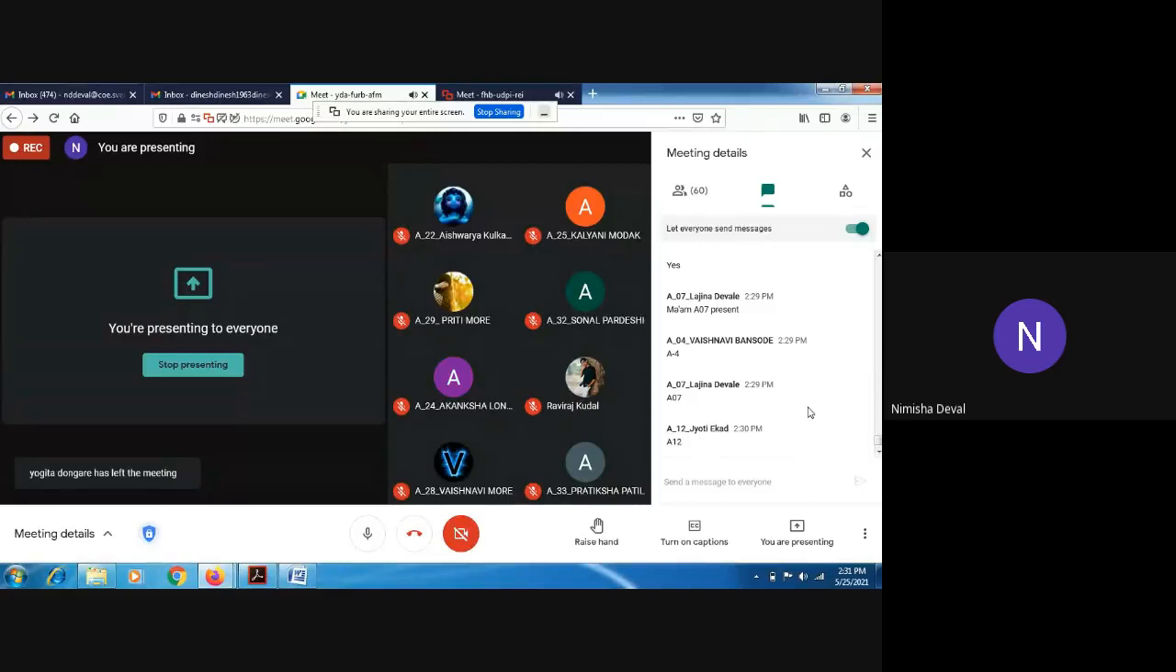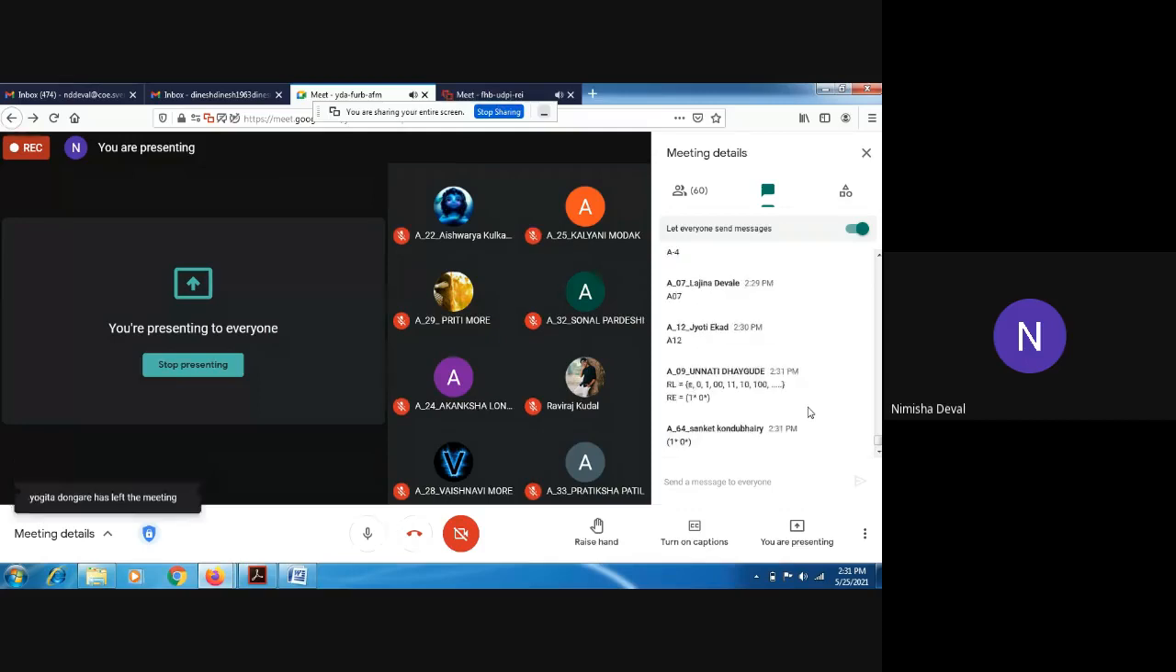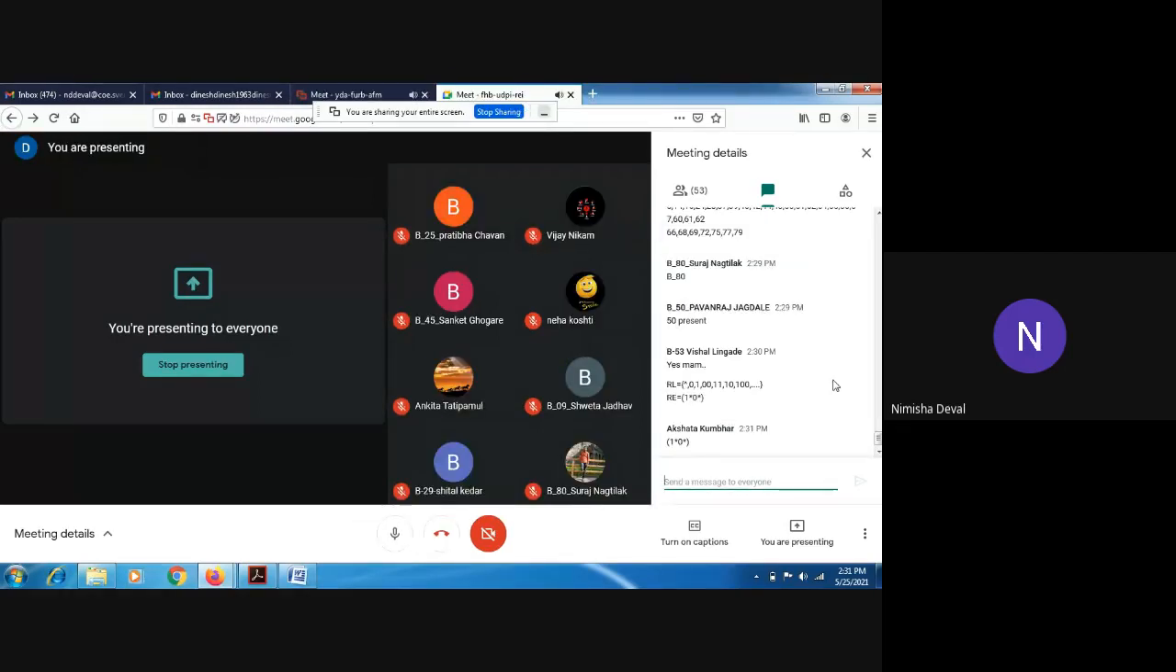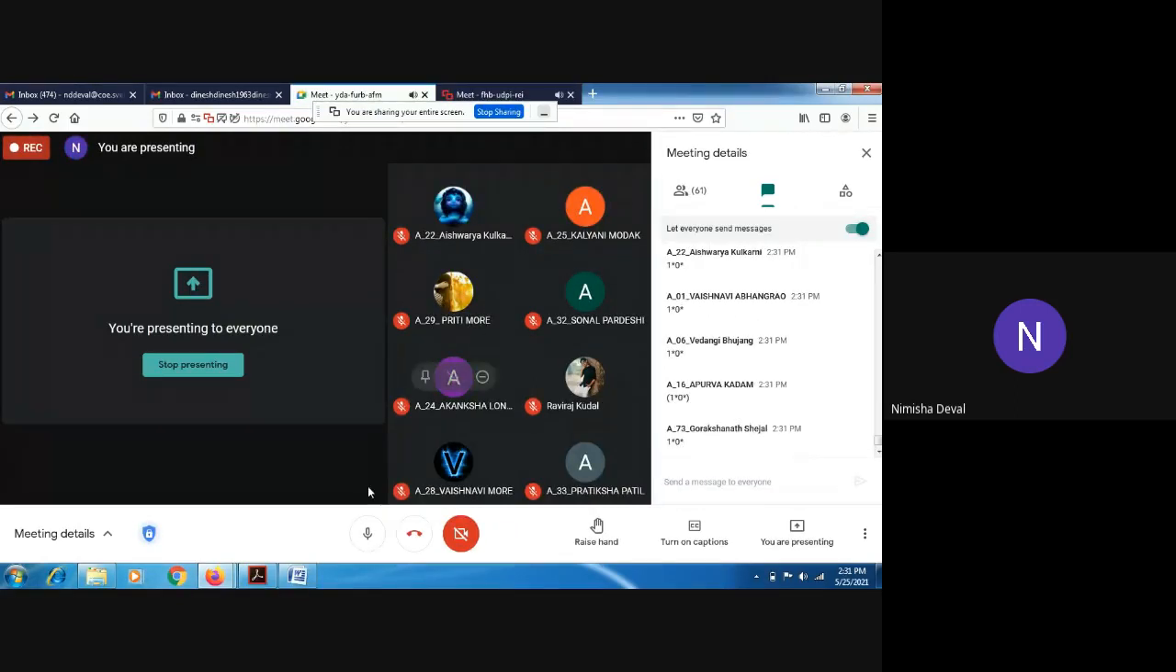Yes, Vishal Landge, you have given a correct answer. Akshada, you are also correct. Yes, from A division also. Yes, Unnati, Amruta, Swagati, you have solved it correctly. Very good. Yes, students, you have done very good. Yes, Omkar, you are also correct, because all of you have given a correct answer. Very good.